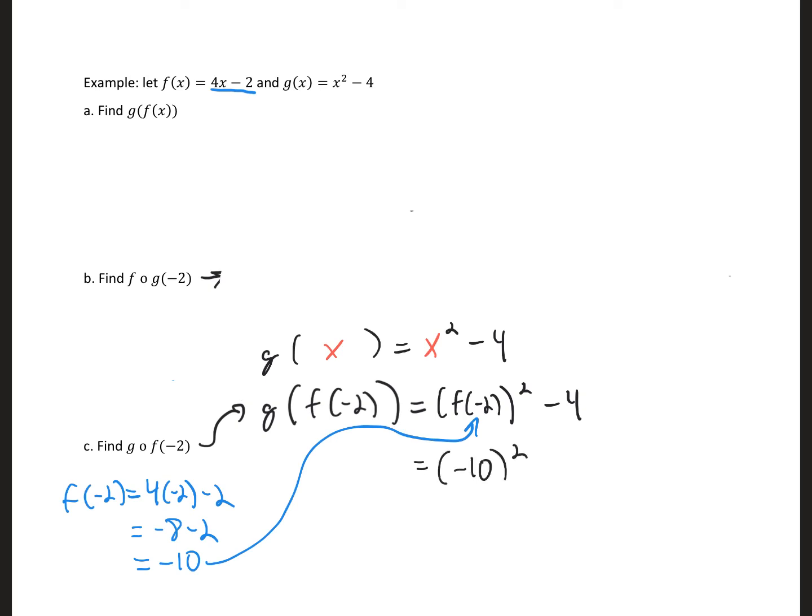Negative 10 squared minus 4. Negative 10 squared is positive 100 minus 4. This is 96. G of f of negative 2 is 96.